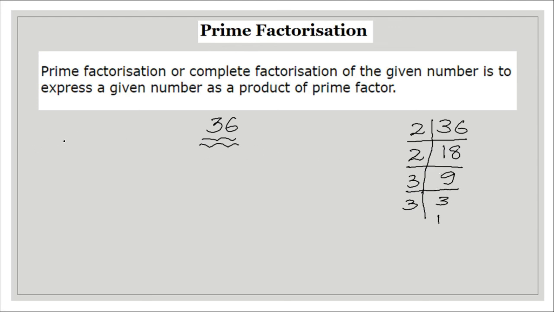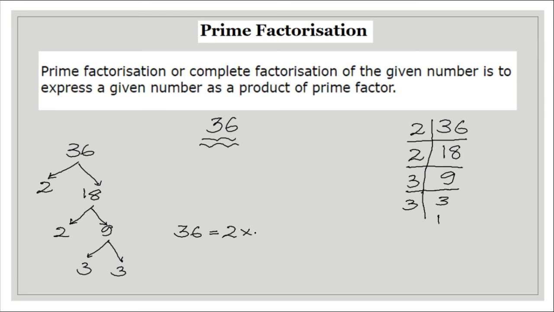This 36 can also be expressed in a tree format. 36 is 2 multiplied by 18. 18 is 2 multiplied by 9. And 9 is 3 multiplied by 3. So 36 I can express as the product of 2 into 2 into 3 into 3. It is also the same as 2 square into 3 square. This way of expressing a number as a product of primes is called prime factorization.